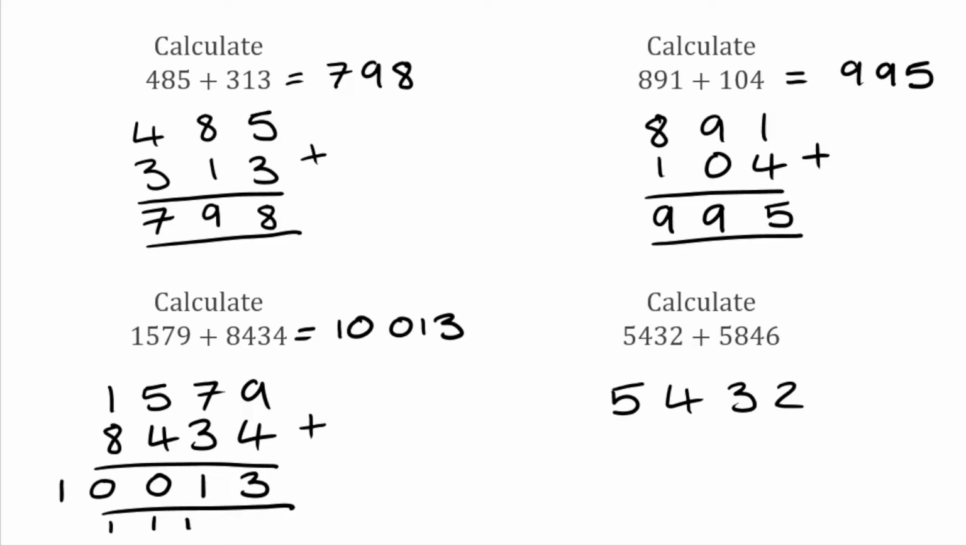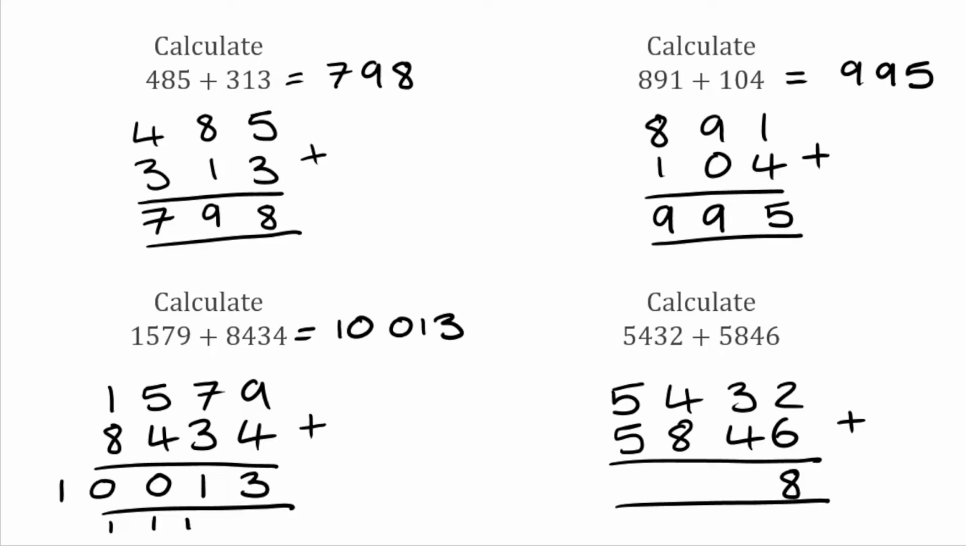And for this final question here, we have 5,432 plus 5,846. Again, we always start with the right-hand column. So 2 add 6 is 8. 3 add 4 is 7. 4 add 8 is 12. So I put the 2 in this column and carry over the 1.